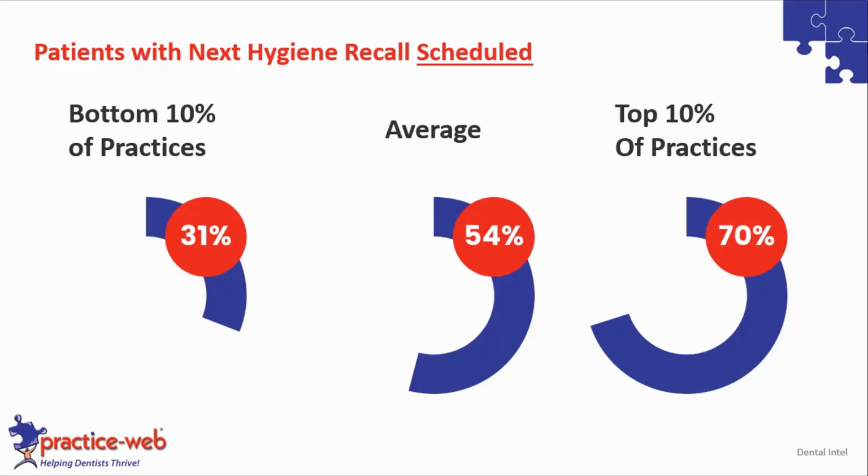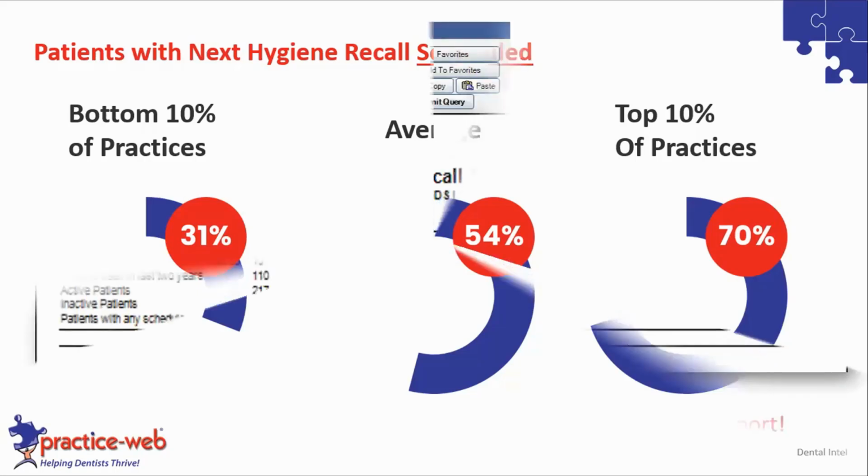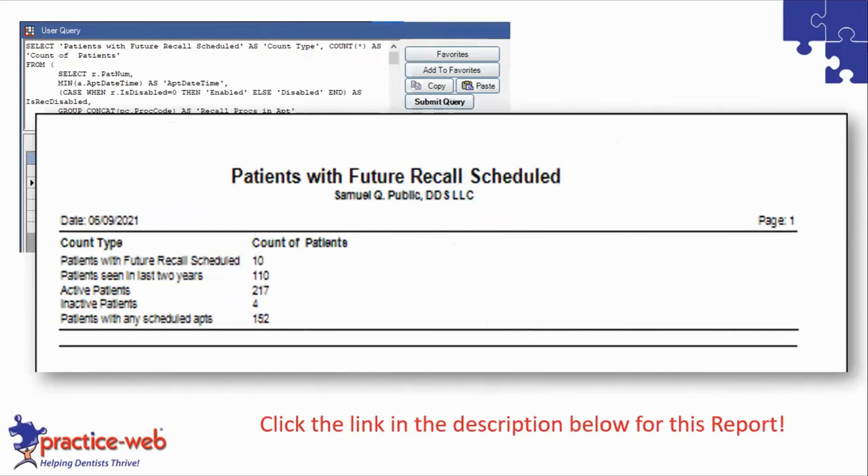So this is why I'm saying that there's a lot of work to be done here, even if you think you're doing great. Now, how do we know how we're doing, right? You want to know the data. So again, click the link in the description below. There's a custom report there. We have instructions on how to set this up in PracticeWeb. So if you want to use it, you can also contact support for help. But this is a custom report you can create in PracticeWeb, and then you have it there forever.